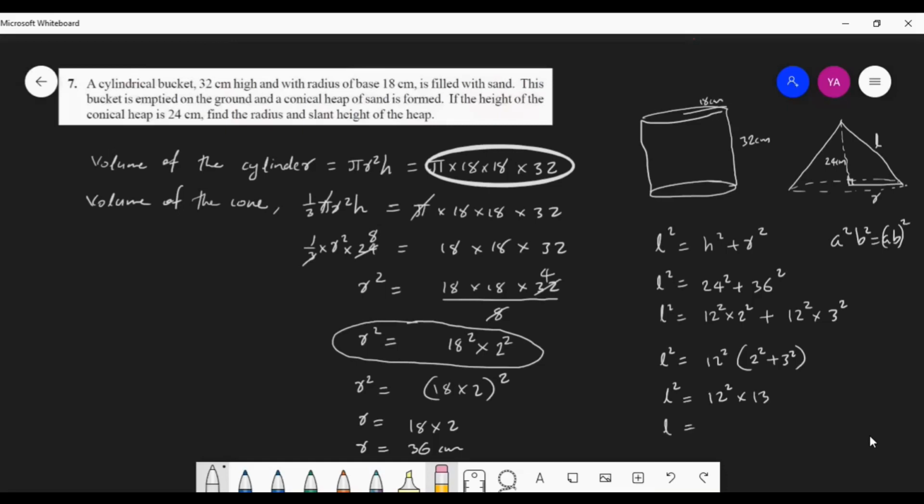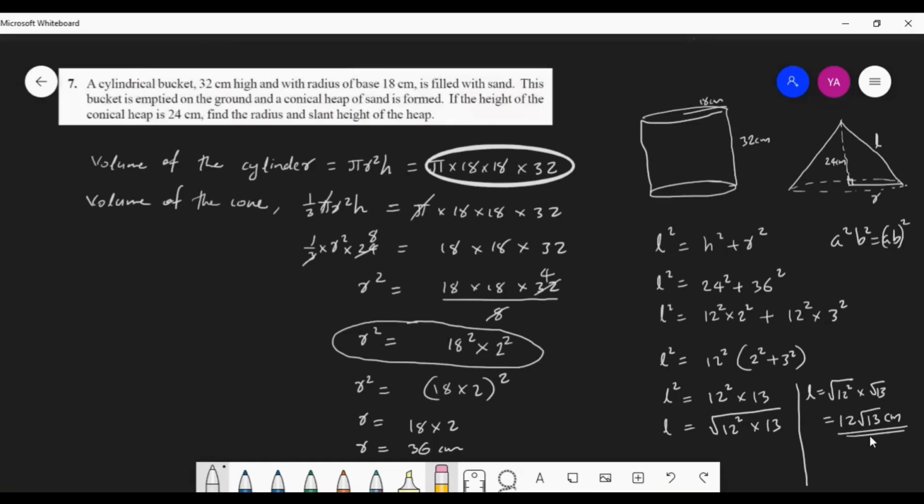So L will be equal to square root of, right? When we shift the square to the right side, it will become square root. So square root of 12 square into 13. In the next step I shall write here, L is equal to square root of 12 square into square root of 13. What is square root of 12 square? It is simply 12, right? So 12 into square root of 13. You can write simply 12 root 13. This much centimeter should be the slant height of the cone.